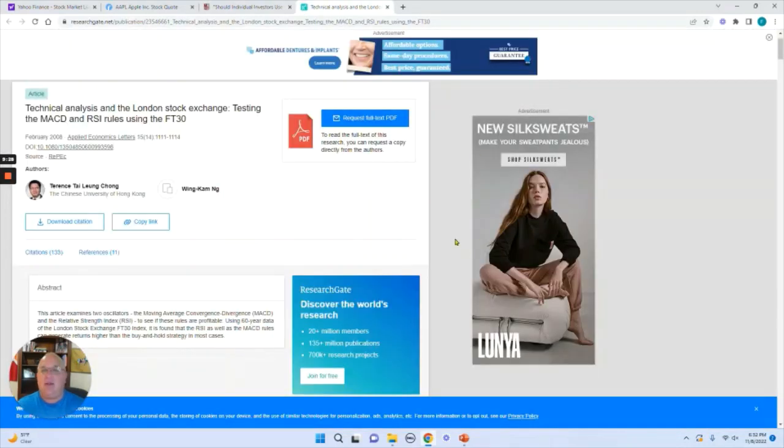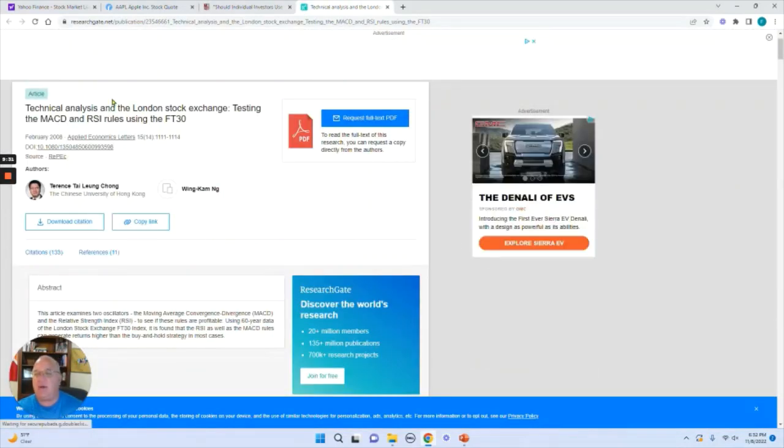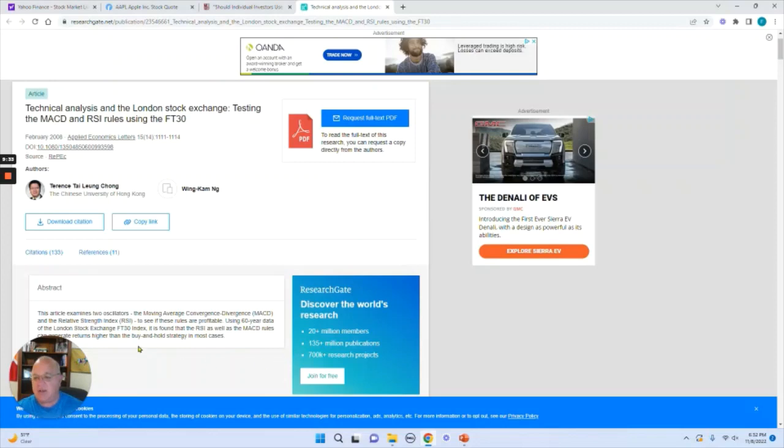So the other one out here is dealing with technical analysis on the London Stock Exchange. This article examines 2 oscillators, MACD and relative strength, to see if these rules were profitable over a 60-year data time period of, once again, a very large index is what they use. It is found that relative strength as well as MACD rules can generate returns higher than buy and hold strategy in most cases.